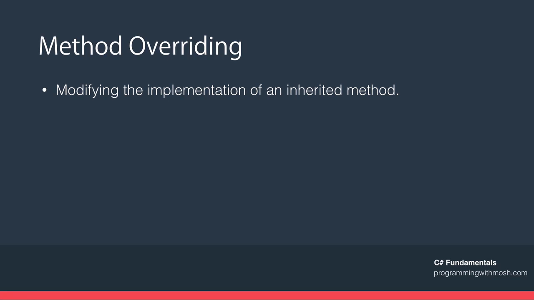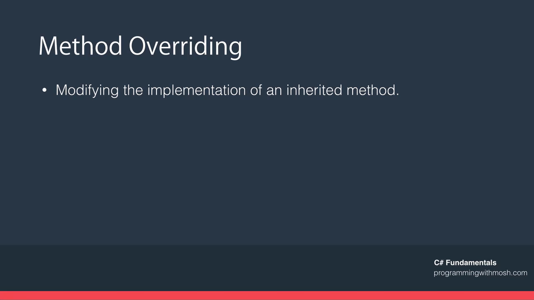What does it mean? When we use inheritance, there are times that we may want to modify the implementation of a method that we inherited from a base class. Maybe that implementation doesn't apply to a derived class. That's where we can use method overriding. So we override the implementation of an inherited method.